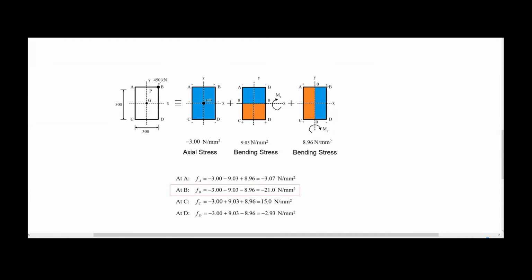If we focus the attention on the point B, in the case of the moment my, we know that this half is under compression and this other half is under tension. So using this code of colors in here is very, very helpful because we can say, for example, this is blue, and this is blue. So all of them are negative. So it's -3, -9.03, -8.96, and the combined value is -21 Newton per square millimeter. And it's very, very clear that this will be the maximum compressive stress on the cross section in this particular case.